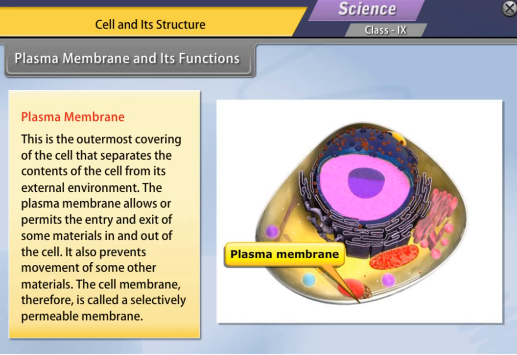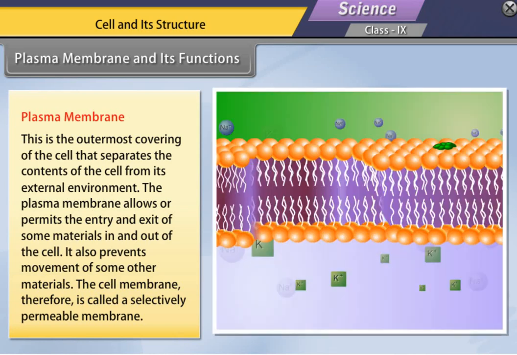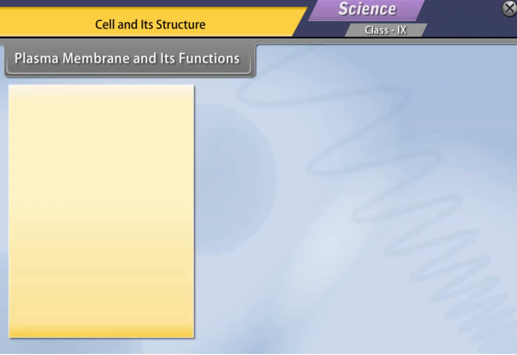its external environment. The plasma membrane allows or permits the entry and exit of some materials in and out of the cell. It also prevents movement of some other materials. The cell membrane, therefore, is called a selectively permeable membrane.